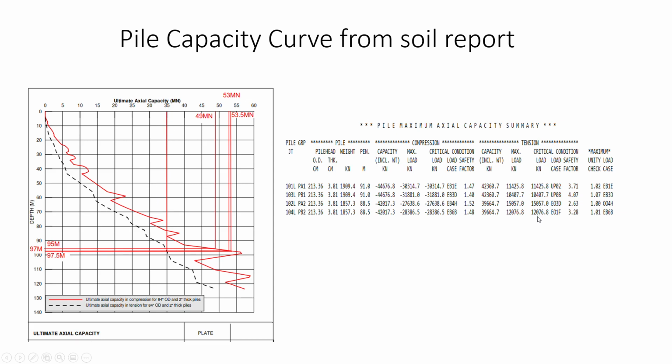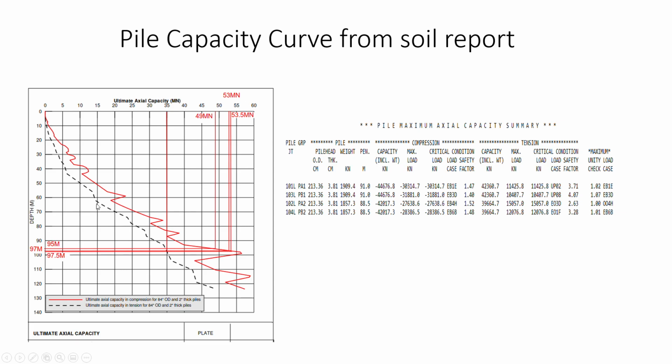Same way, tension. What is my capacity here? 15 meganewton is my maximum tension capacity. So what we have to do is 15. From here, go to the curve here, the tension curve, drop it here. So around some 63 or something.